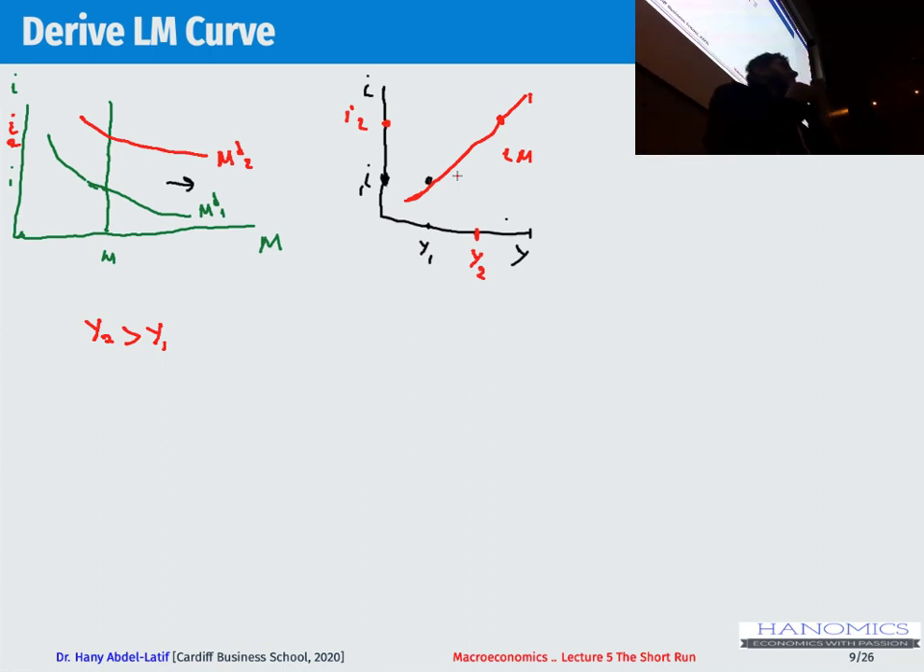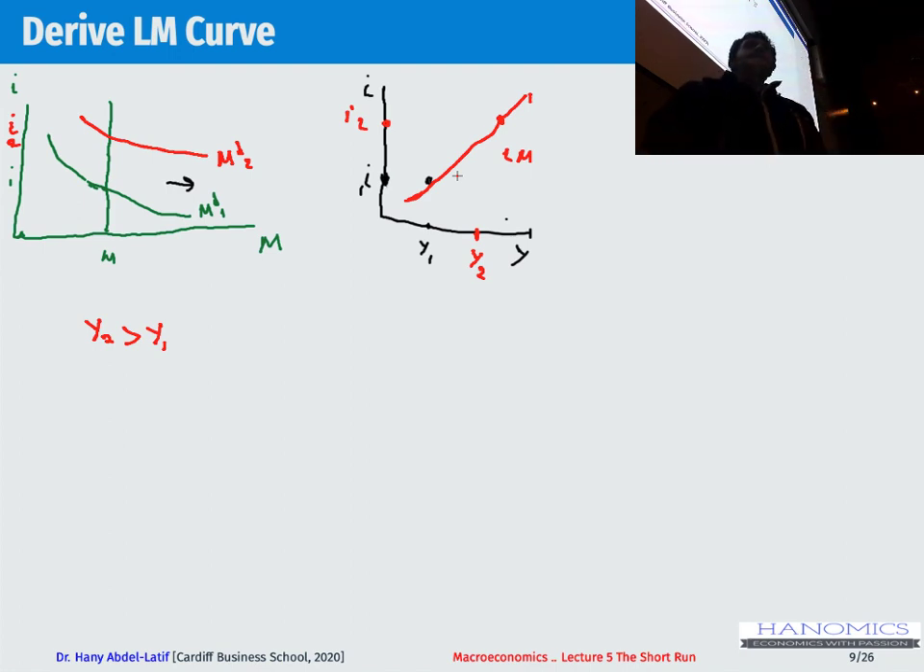With the IS curve, we talked about fiscal policy components or policy variables like G or T, government spending or taxes, and we showed how changes in fiscal policy would affect aggregate demand, and as a result affect the IS. If there's an increase in government spending, that will shift aggregate demand upward, and that means the IS curve will shift to the right.